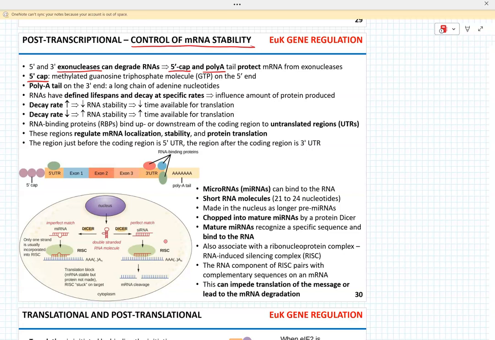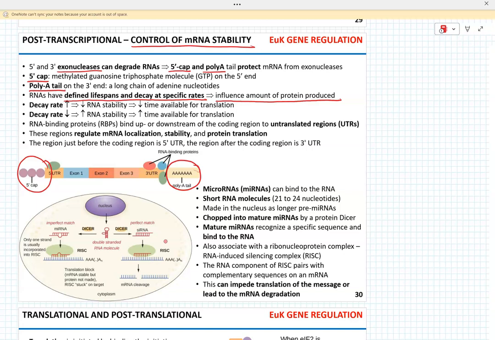5' cap is added to the 5' end of mRNA molecule, while poly A tail is synthesized at the 3' end. 5' cap and poly A allow eukaryotic cells to regulate the lifespan and the decay rate of mRNA, which in turn will affect the amount of protein produced during translation from the specific mRNA template.